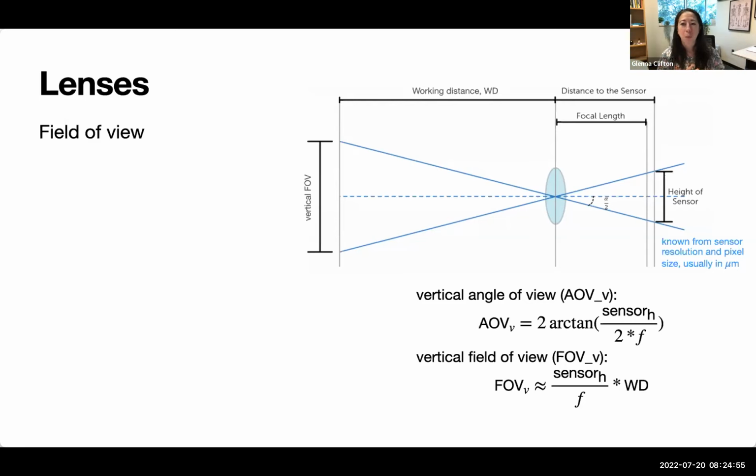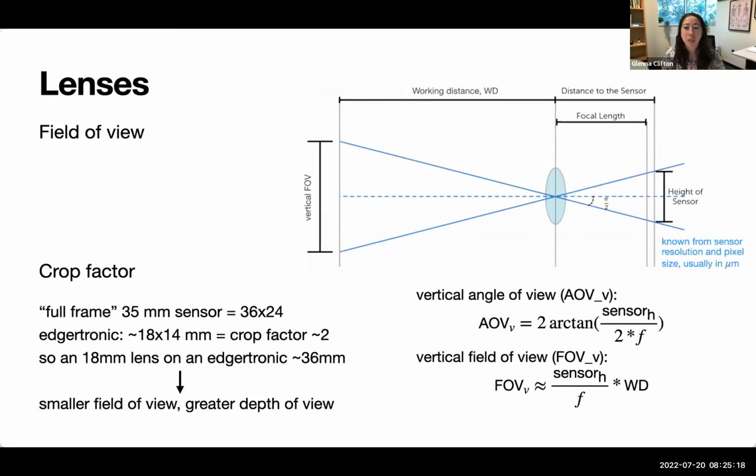When you have figured out what field of view you need, here are some calculations to know what focal length lens you would need for your camera. It's really based off of the sensor size. A lot of times cameras don't actually tell you the sensor size, but they do tell you the pixel size and the resolution of the sensor, and therefore you can calculate the sensor height and width.